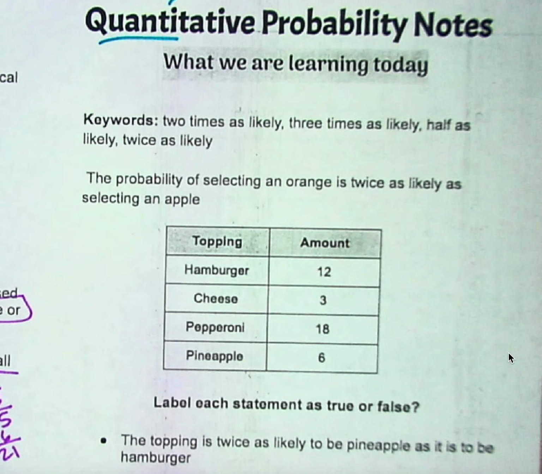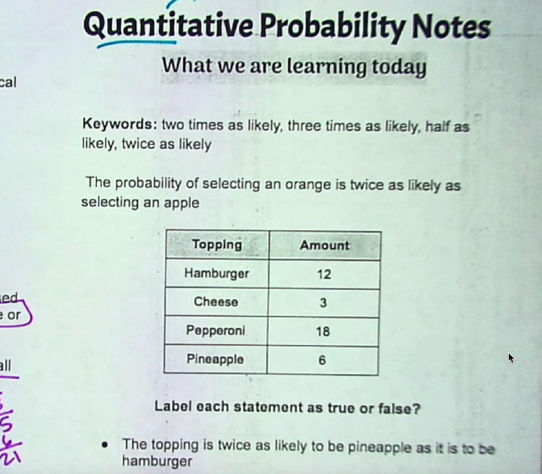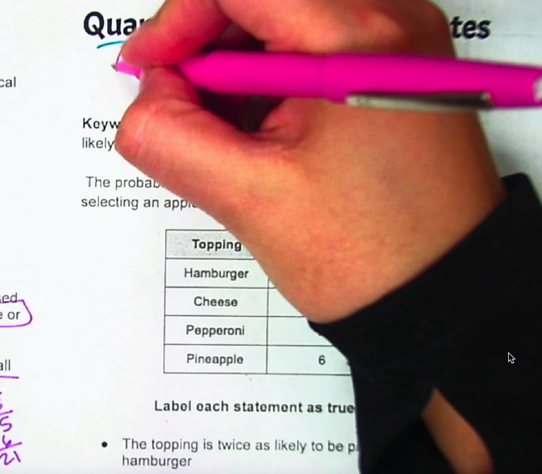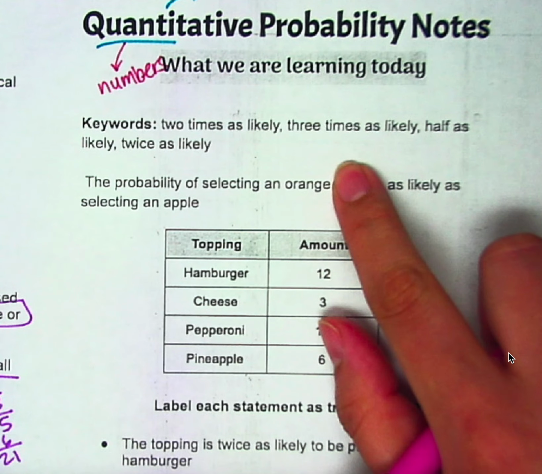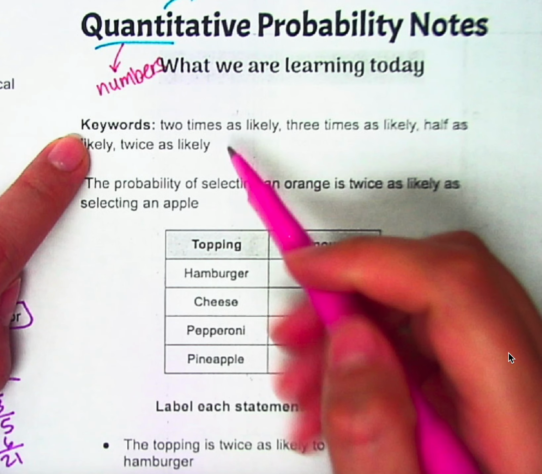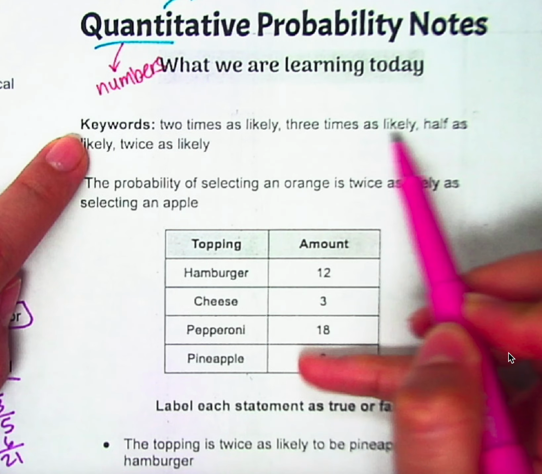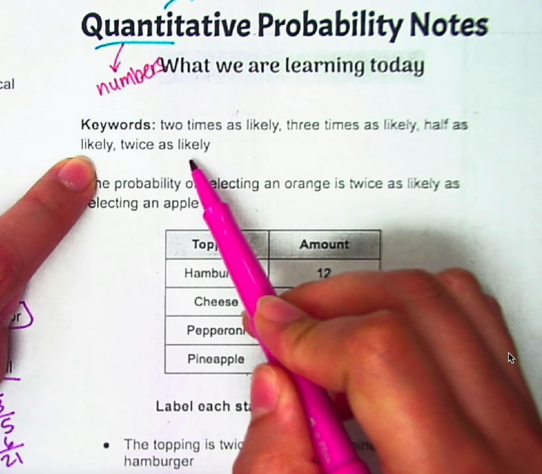Today's notes, we're going to be talking about quantitative probability. Quantitative, you can hear the word quantity. So we're going to be talking about numbers in this case. The keywords we're going to see today are 2 times as likely, 3 times as likely, half as likely, and twice as likely.